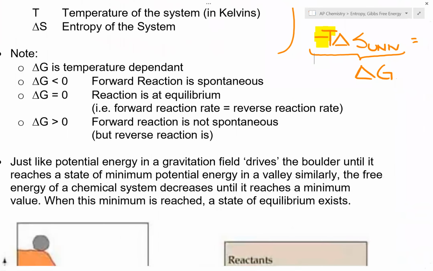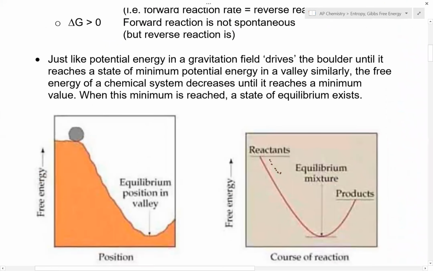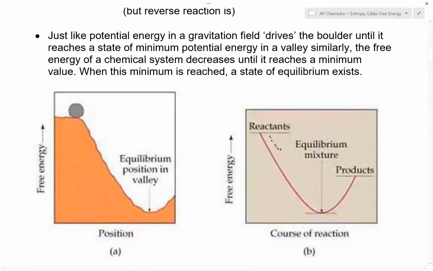Now, how do you relate delta G to equilibrium? We have this little paragraph. It says, just like potential energy in a gravitational field drives a boulder until it reaches a state of minimum potential energy, the free energy of a chemical system decreases until it reaches a minimum value. When this minimum is reached, a state of equilibrium exists.